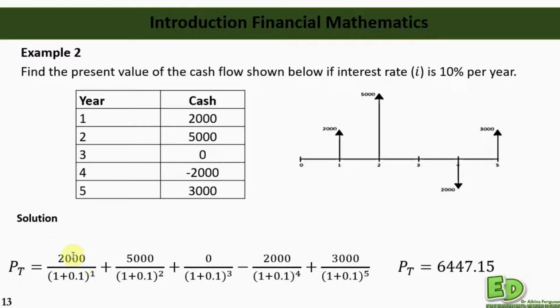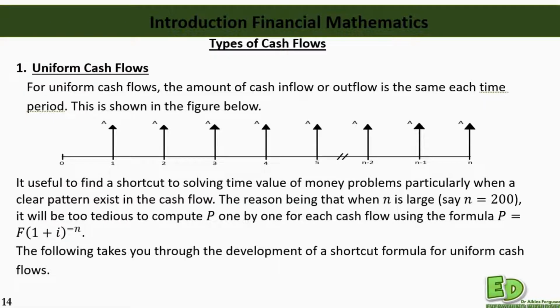So the first one will be 2000 over 1 plus the interest 0.1 raised to the power 1, because it's the first year. How many steps to year 0? 1. Second year will be 1, 2. The third year will be 1, 2, 3. Same thing. Or you can just look at the values over here. Remember, this is an outflow, so it is minus 2000 over 1 plus 10% raised to the power 4. And then the last one. The summation of these values here will give you the total present value of 6447.15.